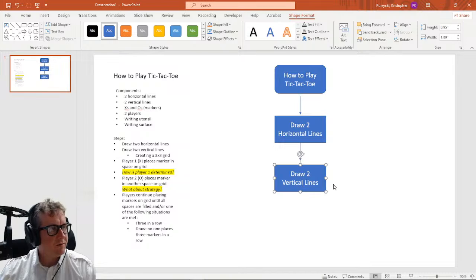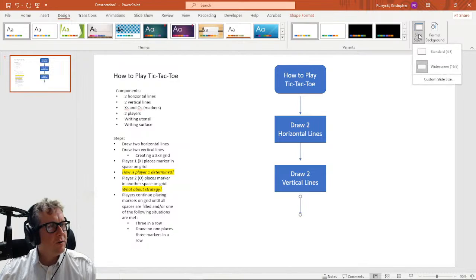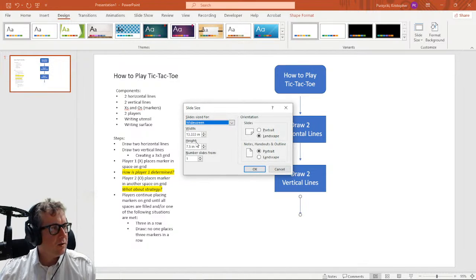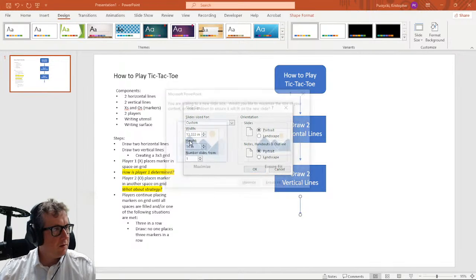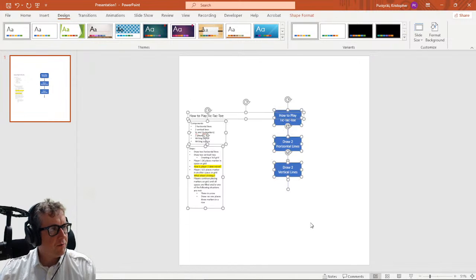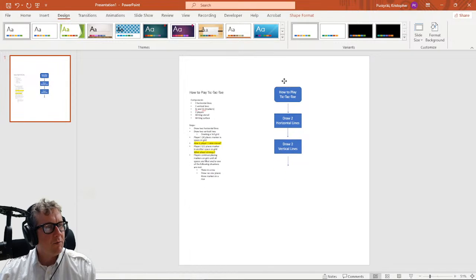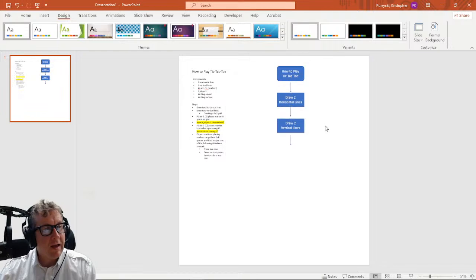So draw a 3x3 grid. Right. Already running out of space here. The nice thing about PowerPoint is that you can extend this. And again, this is not the ideal tool to use either, but we're using these tools because this is what we have on campus. Right?